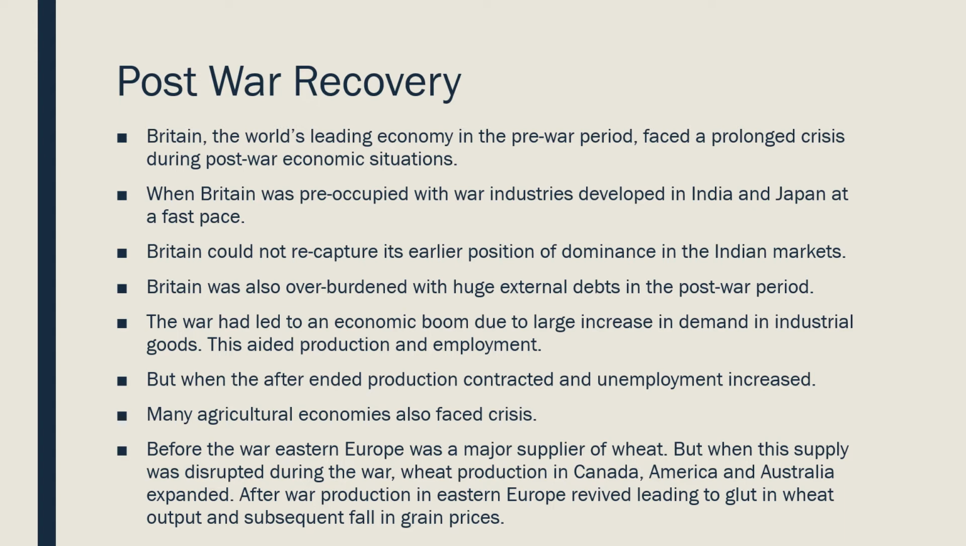The war had led to an economic boom due to a large increase in demand for industrial goods all over the world. This aided production and employment, but soon after the war ended, production contracted and unemployment increased. Many agricultural economies also faced a lot of crises throughout the world. Before the war, Eastern Europe was a major supplier of wheat, but when the supply was disrupted during the war, wheat production in Canada, America, and Australia expanded. After the war, production in Eastern Europe revived, leading to a glut in wheat output and a subsequent fall in grain prices because the markets were now flooded with wheat from different areas of the world.